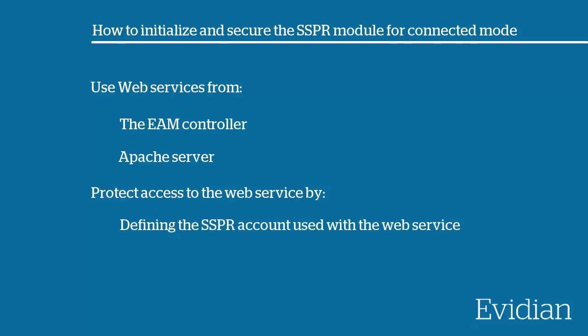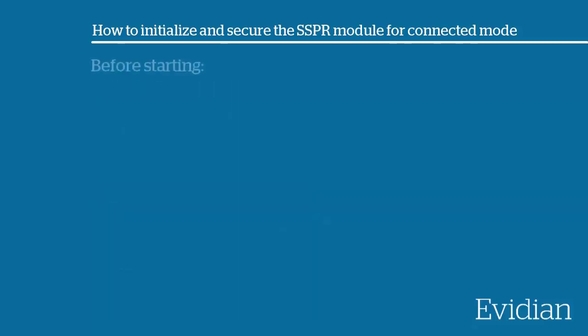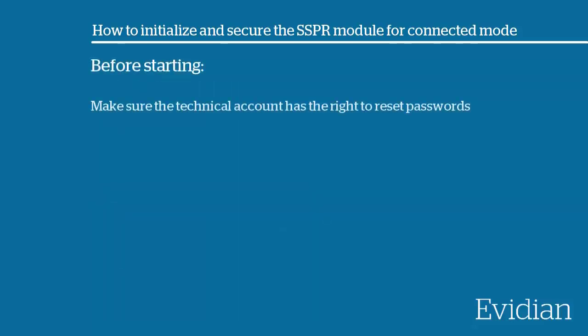account used with the web service, and implement the certificate and associated trust certifications to access the web service in HTTPS. Note that the EAM solution provides the elements to generate a certificate and trust certification for test purposes. This tutorial will cover both the implementation and usage of the web service from the EAM controller web service, or Apache. Before starting, you must make sure that the technical account referenced on the EAM controller has the right to reset user's Windows password in the domain.